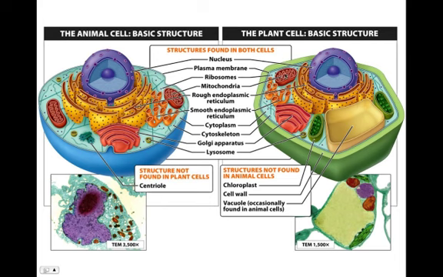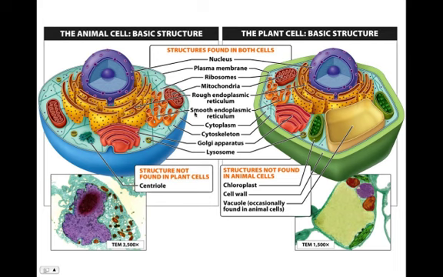We have our rough endoplasmic reticulum. They're colored yellow here. They're flattened sacs of membrane. And so the rough endoplasmic reticulum resides right outside of the nucleus. You can see that in the animal cell as well as the plant cell here. So these flattened sacs are the rough endoplasmic reticulum.